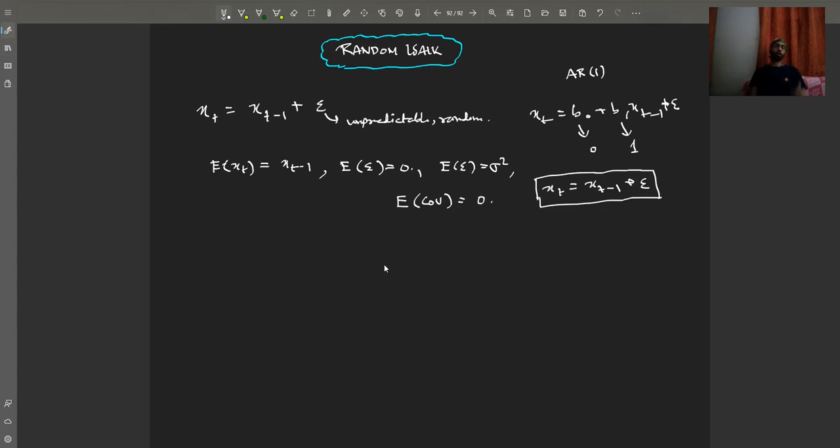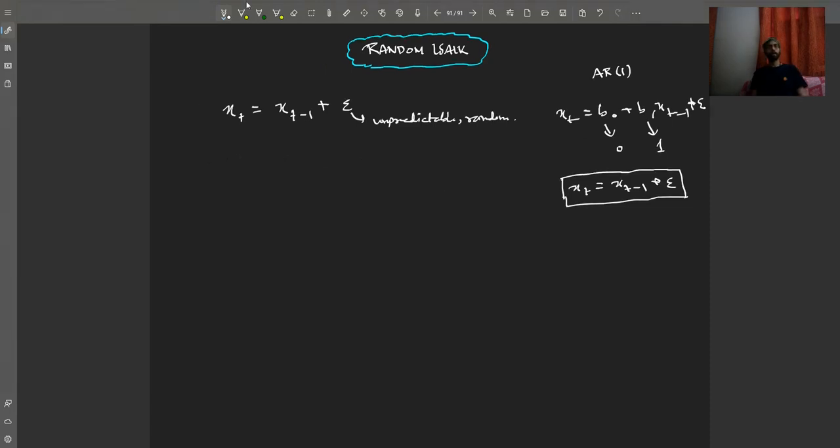Now, because this is an autoregressive model, the required condition for an autoregressive model to be valid is that it has to be covariance stationary. So is it covariance stationary? Let us have a look at that. The expected value of xt is equal to, the best case can be xt minus 1, because the expected value of error is equal to 0.